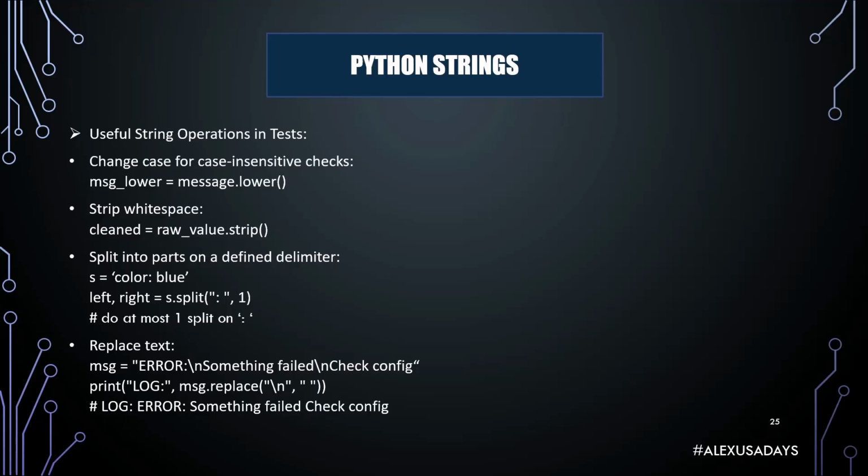So if we don't want to split this log into a new line for each part of the message, instead of backslash, we can replace it, for example, with a space. And then as a result of that, when we print this message out, it comes all in one line without the new lines, just the spaces instead of them. All right, so let's take a look in the actual code.